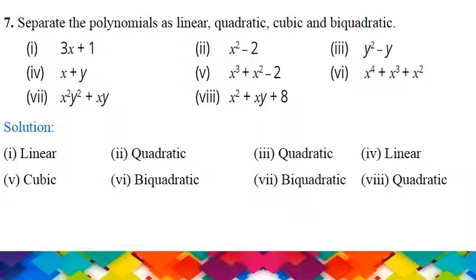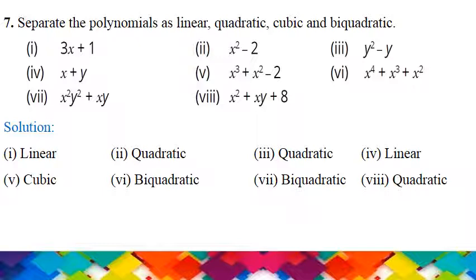So in the first question, 3x plus 1, we are observing that our variable has an exponent 1, so it is a linear polynomial. In the second one, x square minus 2, the highest power or exponent of the variable is 2, it is a quadratic polynomial. In number 3, y square minus y, two terms are involved in this polynomial and the highest exponent is 2. So the degree of the polynomial is 2 and it is called a quadratic polynomial.